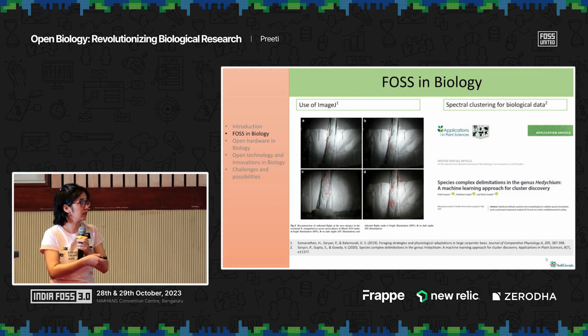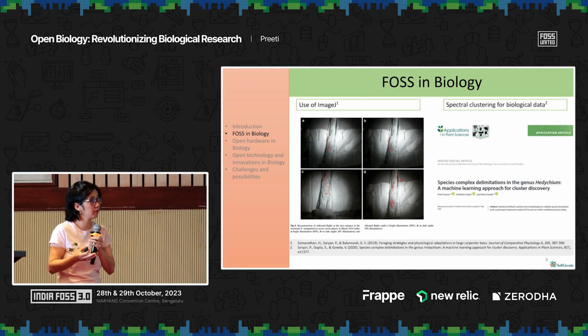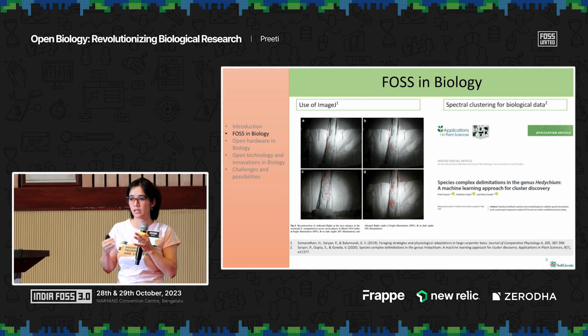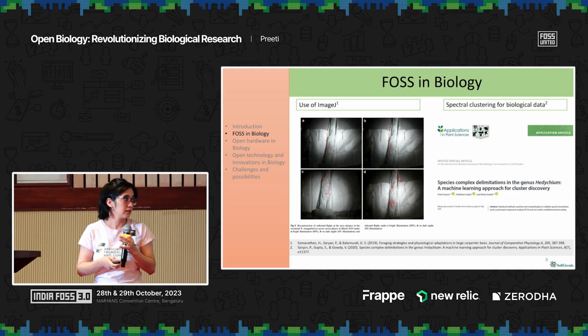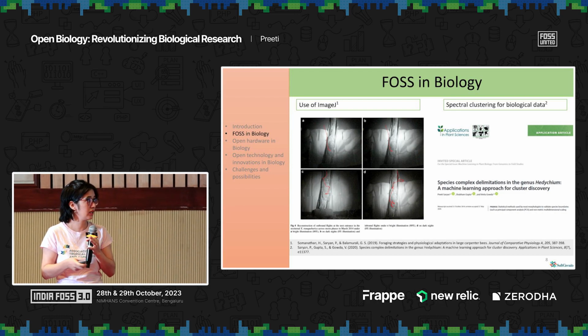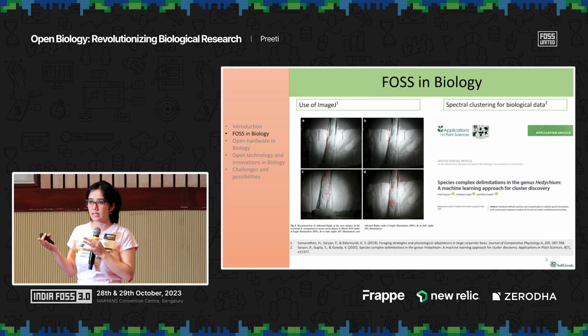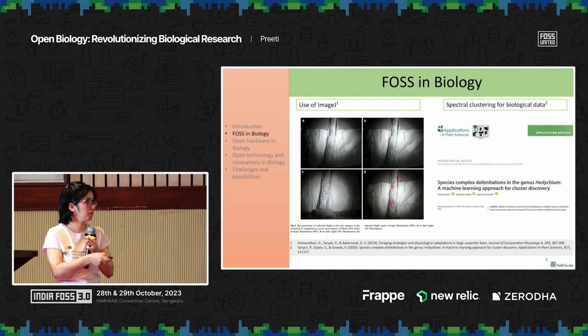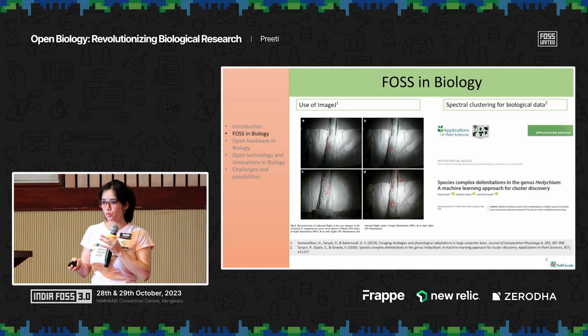And then spectral clustering is one method that is very well known to computer science people, but when we were working on this biological system, we were not satisfied with the statistics that were currently available, so we collaborated with the CS department at IISc, and then we published this paper in an open source journal.